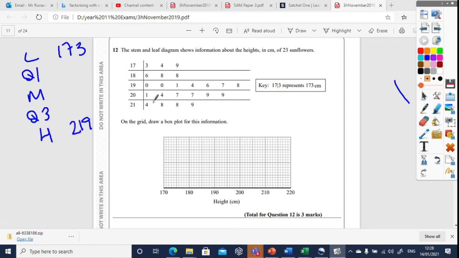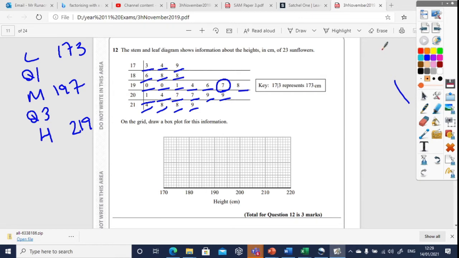219. And to find my median, I'm just going to do the lazy way and do first, last, until I get to the middle. First, last, first, last, and so on. So on there, I've got my median as 197.